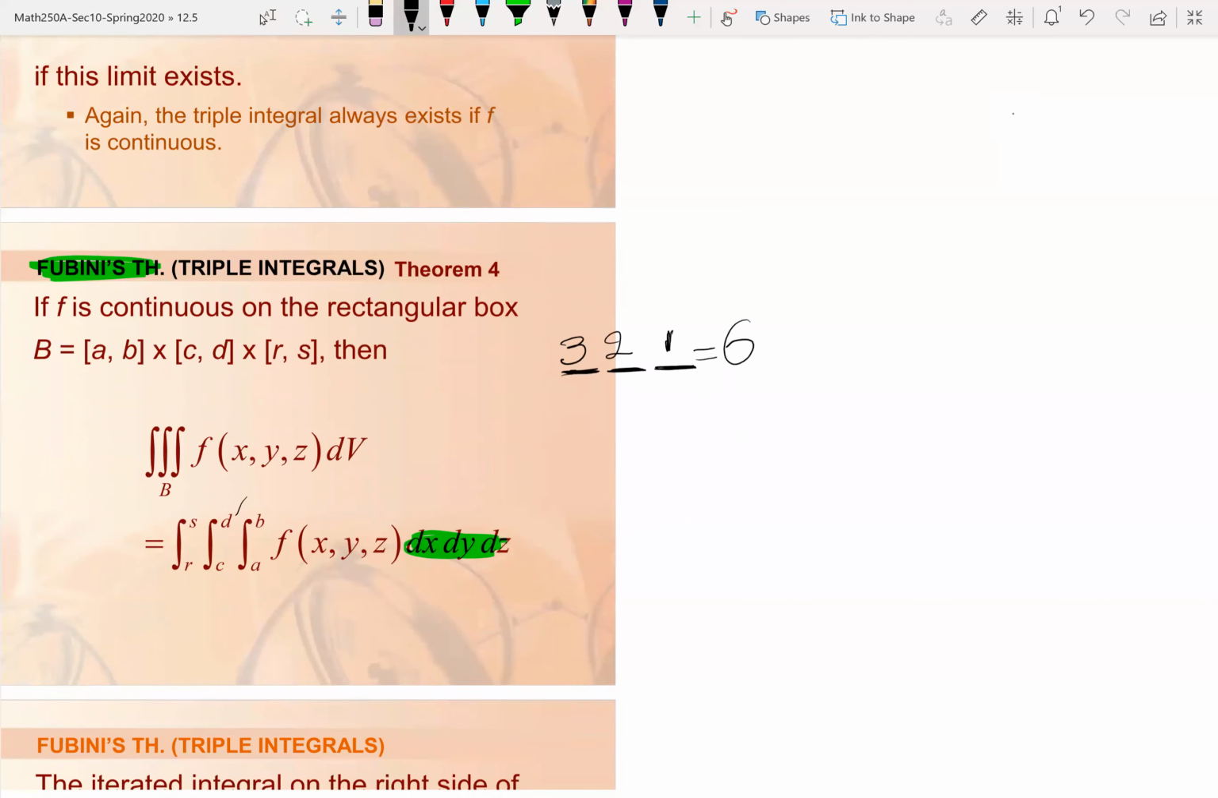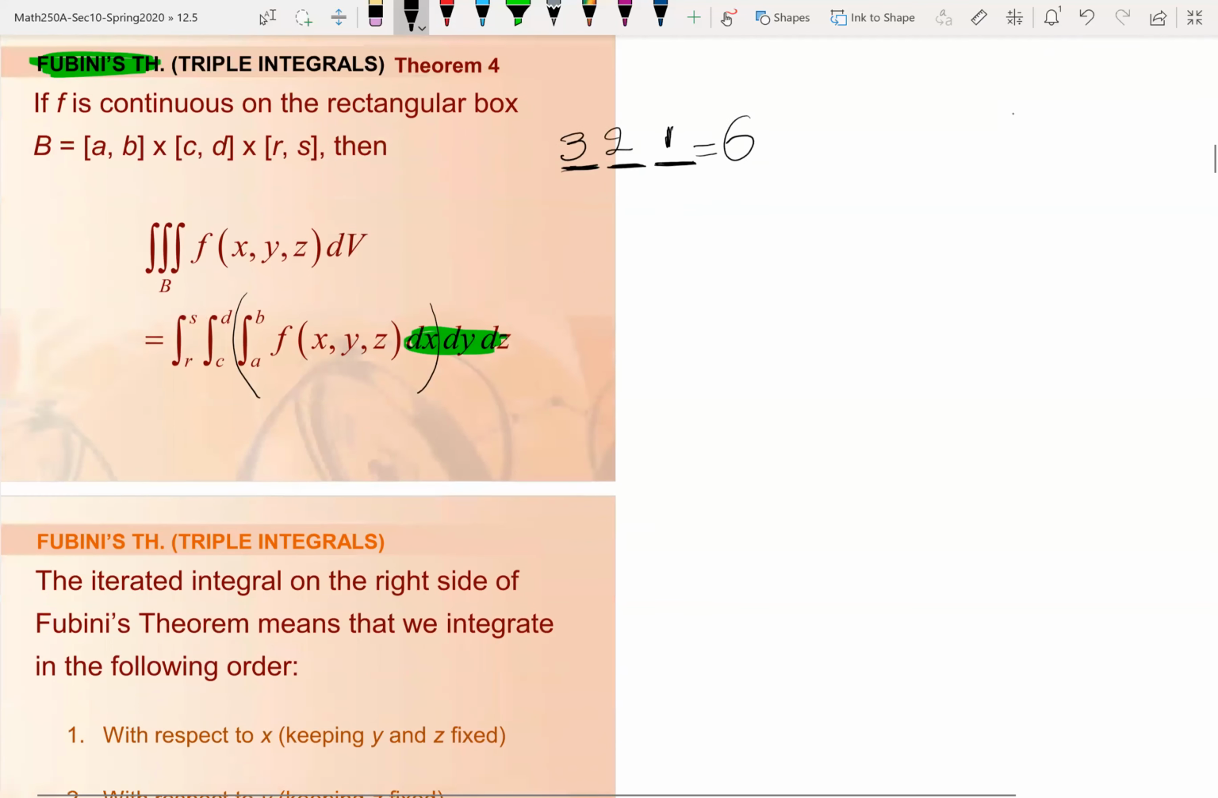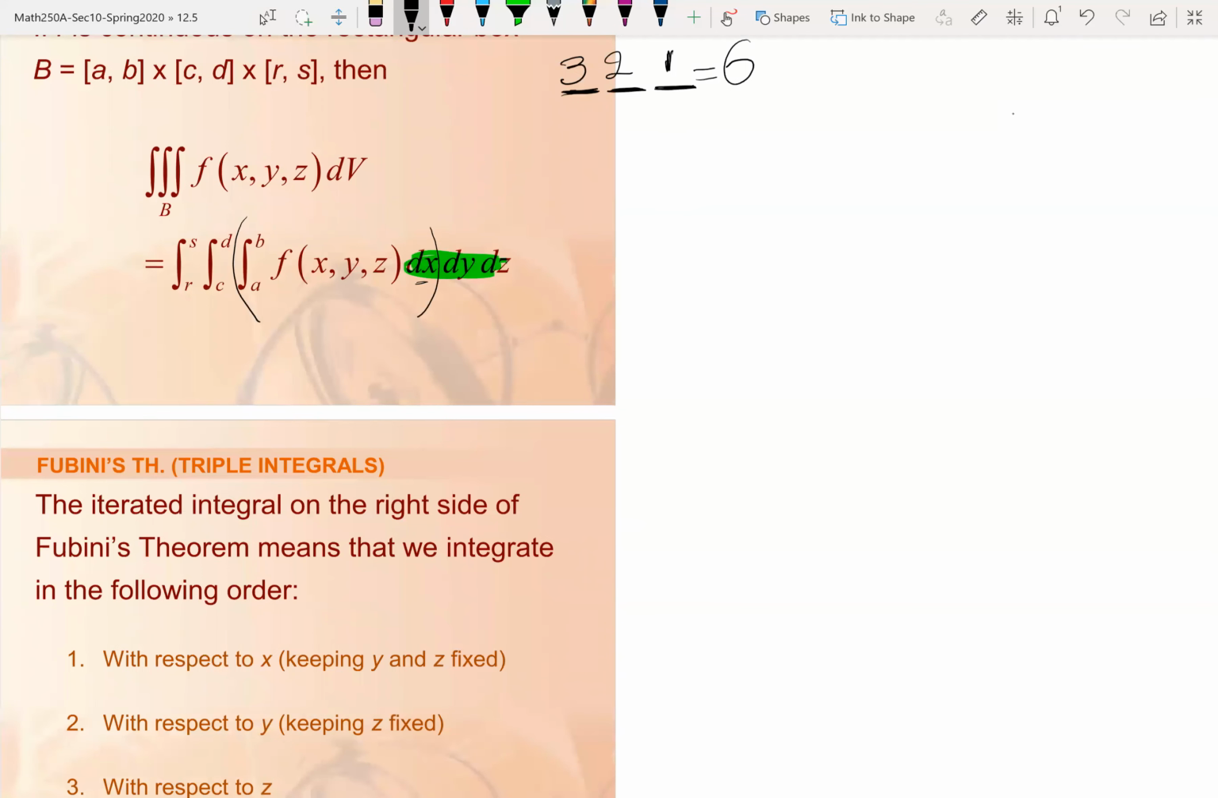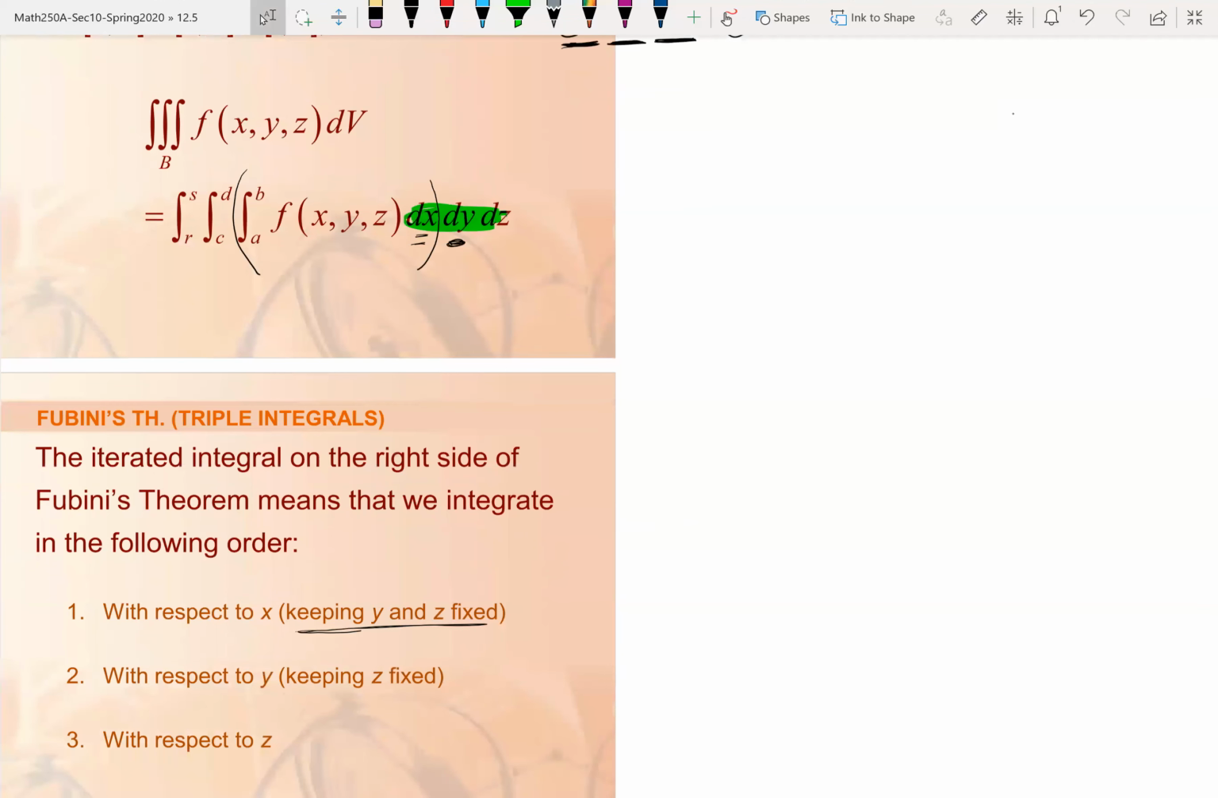How do we do the triple integration? Exactly, we start from the inside. First we take care of whatever is the inner one. If the inner one is in terms of x, it means you have to keep y and z constant. The next one has to be the y, so then the z must be fixed or constant. And the last one is the z, and it has to end up with a number.